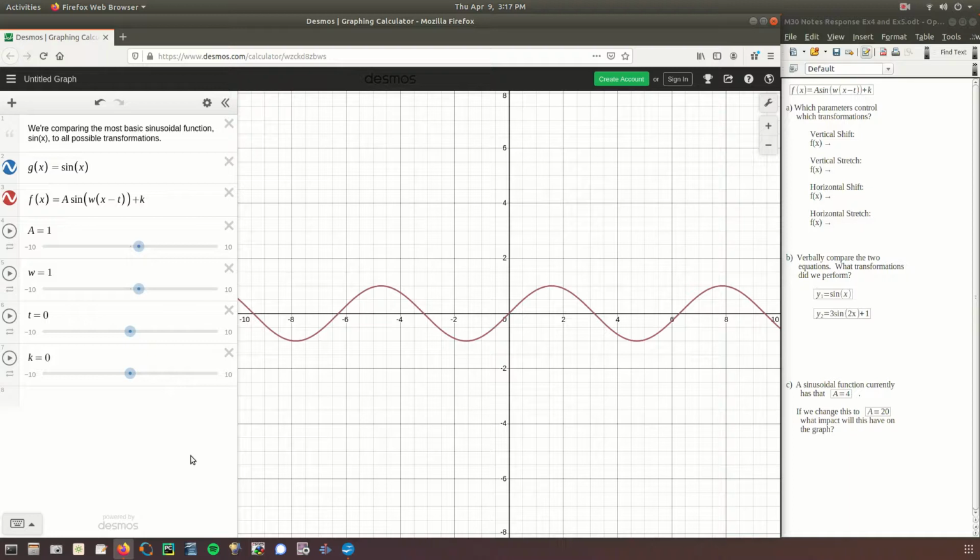At example 4 from our transformation content. In this example, we were given the general form of a sinusoidal function, which is this kind of gross looking guy over here, what I've called f of x.